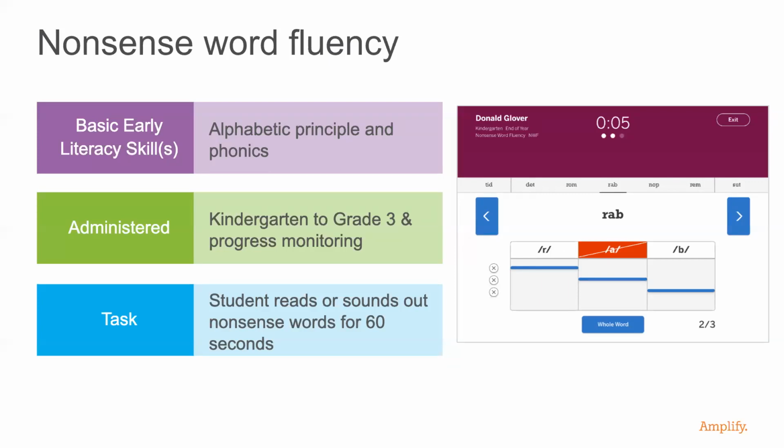For this one, students read or sound out these nonsense words for 60 seconds. They get a score for the correct letter sounds as well as the number of correct whole words that they read. And they don't actually have to read it as a whole word on their first try. If they do the 3 sounds and then sound it out and it's a whole word, then they get credit for the whole word as well.